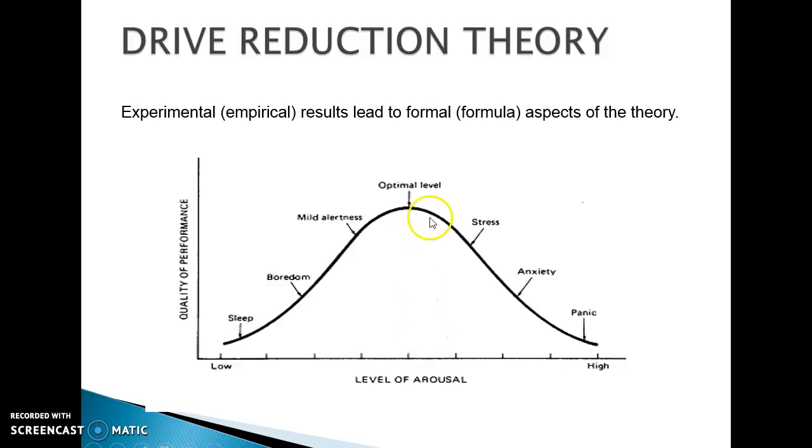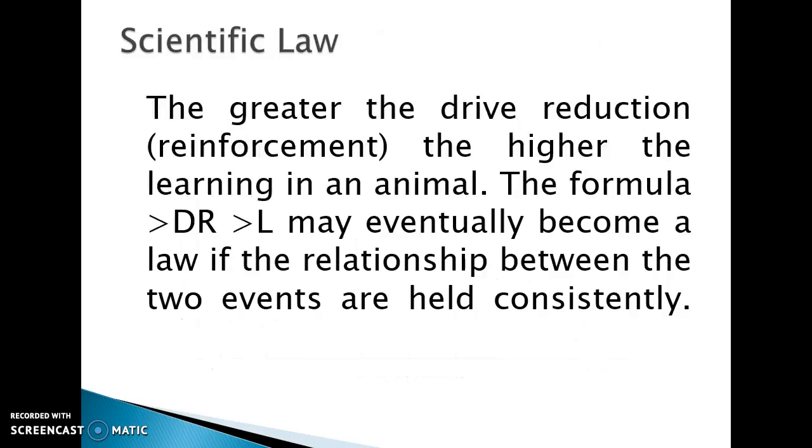But if a person is too aroused, the person can become stressed, anxiety could set in, and the person could panic if the level of arousal is too high. So that is what drive reduction is trying to bring across to us. As a scientific law, what drive reduction theory is saying is that the greater the drive reduction, which in turn is called reinforcement, the higher the learning in an animal. That's the proposition.